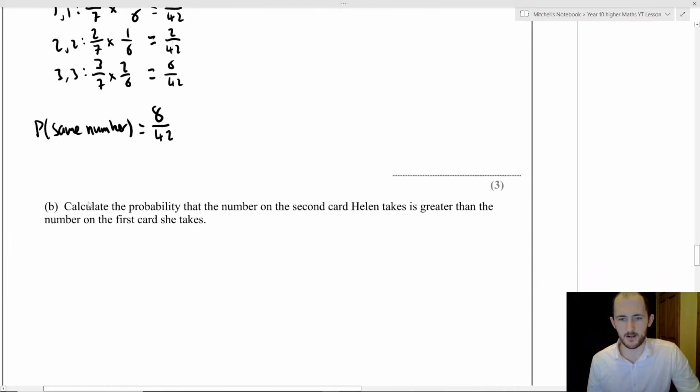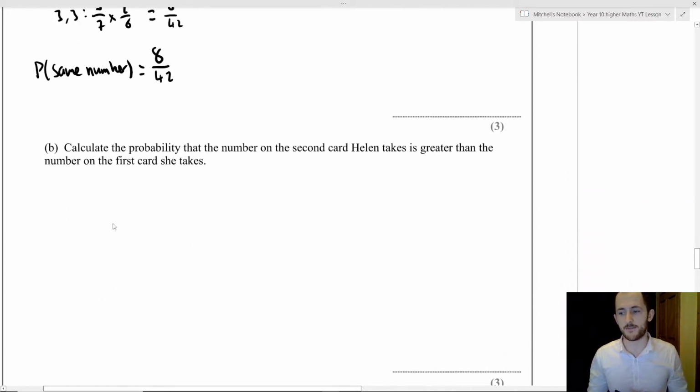Now the second part, this is the style of question that can get a bit more interesting, okay? Definitely a higher paper question, definitely towards the end. So calculate the probability that the number on the second card Helen takes is greater than the number on the first card she takes.